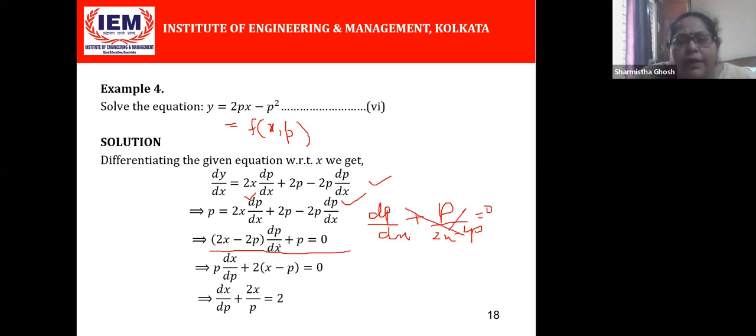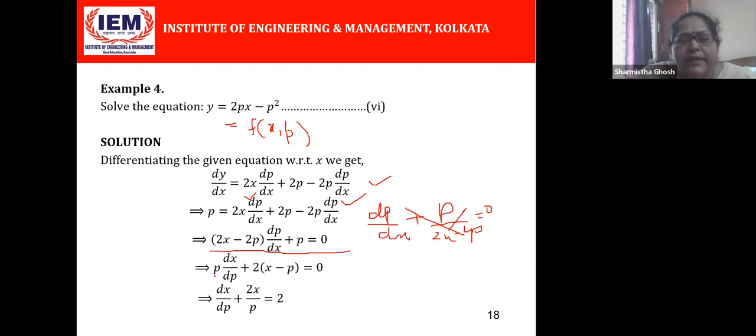Instead, we are taking dx/dp on this side. So it's p dx/dp plus 2 times (x minus p) equal to 0. Of course, you can see that this is basically a linear equation in p. And if I now divide by p, it is dx/dp plus 2x by p minus 2p by p. So that will give me a 2, and I take it on the right side. So it is dx/dp plus 2x by p equal to 2.